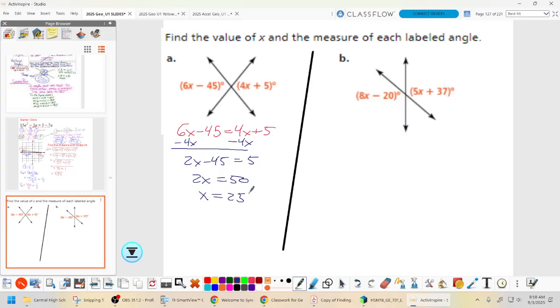Notice the directions don't just say solve for x though. They also say find the measure of the labeled angles. So what do we do with this 25 to find that? Yeah, we gotta plug it in, right? So maybe plug it here. 4 times 25 plus 5 is 105 degrees. Okay?